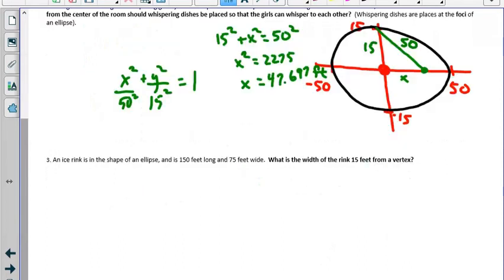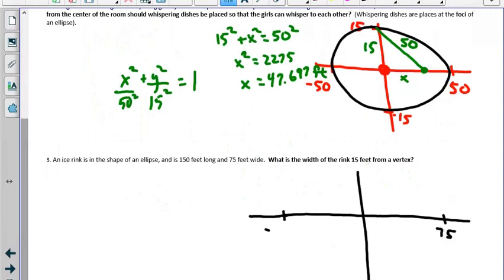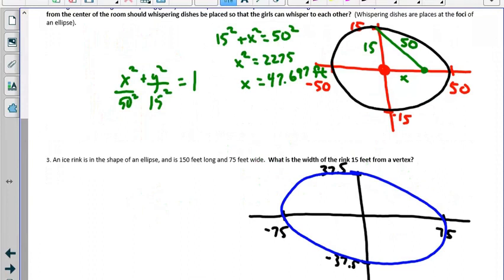Finally, an ice rink is in the shape of an ellipse, and it is 150 feet long and 75 feet wide. What is the width of the rink 15 feet from a vertex? Once again, we would want to draw some axes. Your choice of axes is really important, not in terms of getting the problem right, but in terms of making the problem easy. So if we have 150 feet for the length and 75 feet for the height, we're looking at an ellipse that looks something like this.